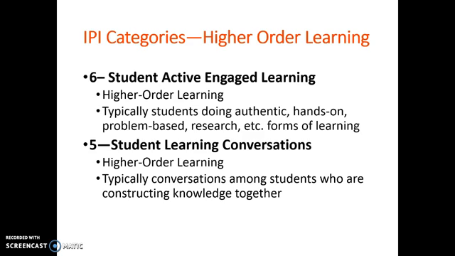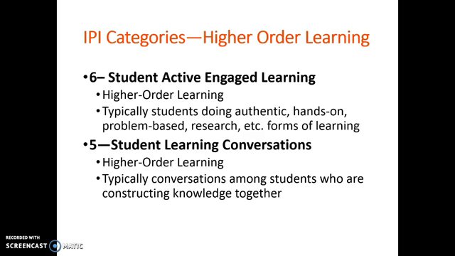And so if you have an IPI sheet handy, which is also contained on the professional learning site, you will see that there are 5 categories of codes when doing an instructional practices inventory. For instance, number 6 is student active engaged learning. Students are doing authentic hands-on problem-based projects, problem-based work, research. Things are higher order learning.